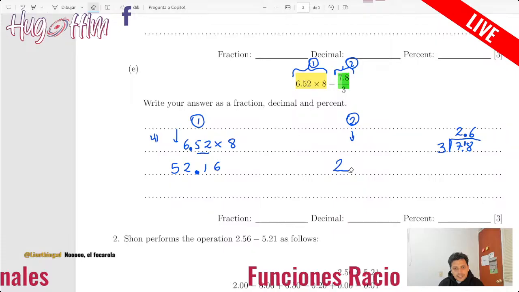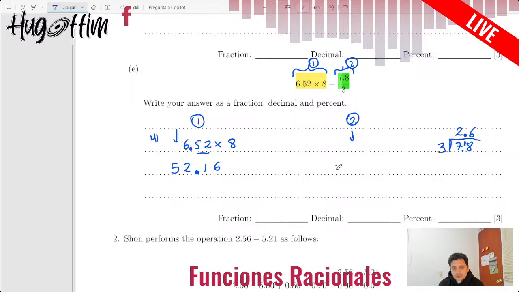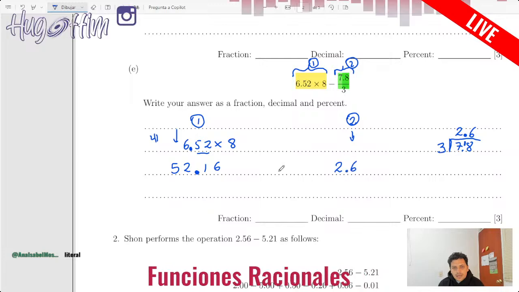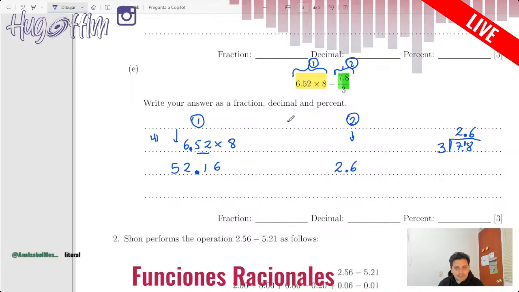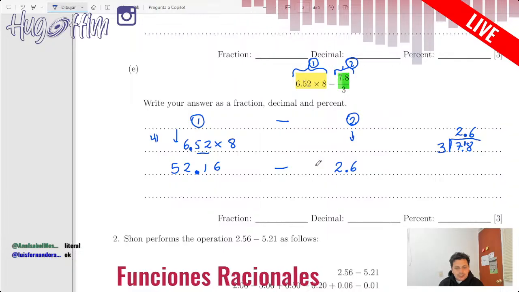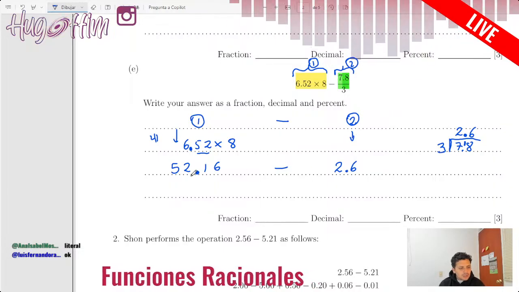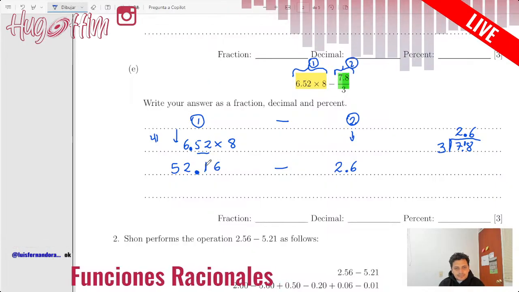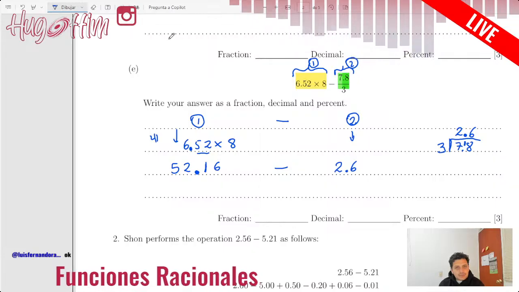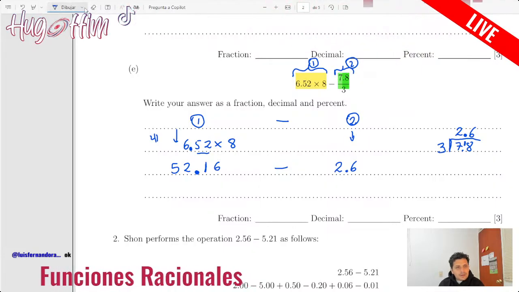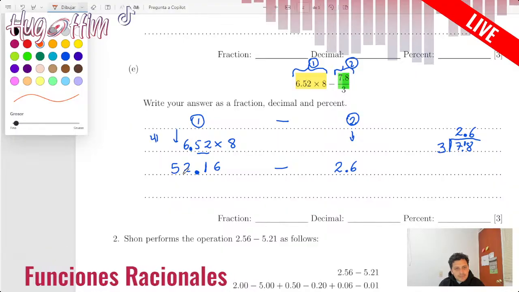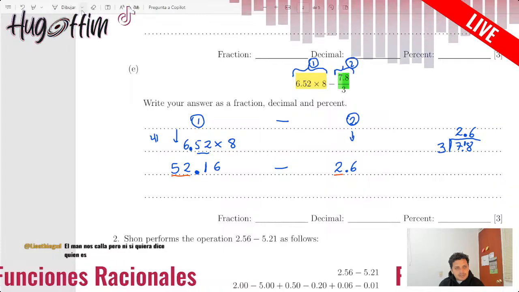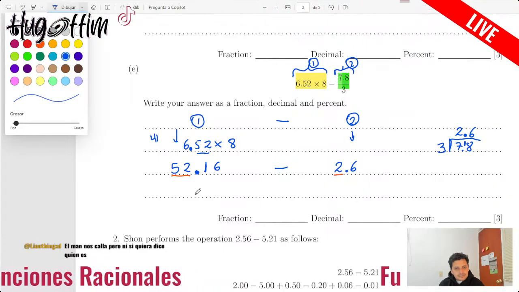So the answer is going to be 2.6. And now I have term 1 minus term 2, so I just need to do the subtraction of these two, right? So I'm just going to subtract. Look at that, I can do it term by term. So I can do 52 minus 2, that is 50.